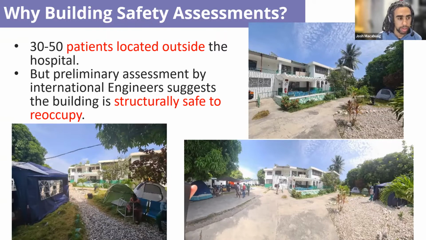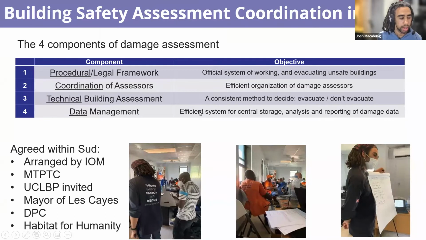A preliminary assessment suggested that the building had not been structurally impaired by the earthquake. So there was no damage that indicated that the structural load-bearing capacity of the building had been reduced. But then the question is, okay, how do you get those people back into a potentially functioning hospital and off of the concrete? If you go to the next slide there, Mike.